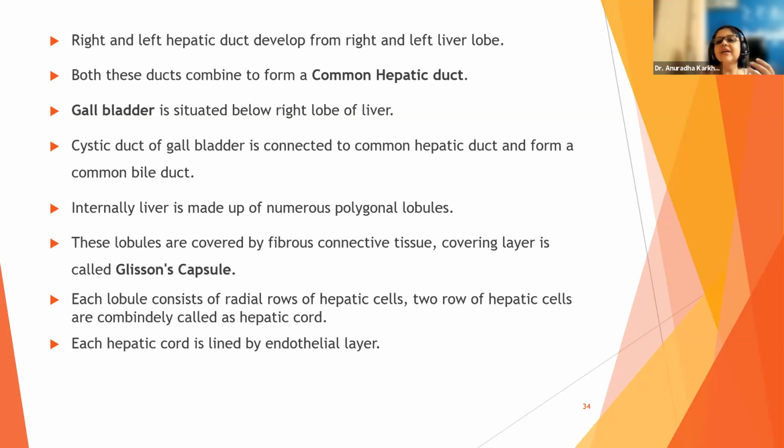So just as the lobule is covered with the Glisson's capsule, the orange's individual unit is also covered with the transparent covering. Then when you open the transparent covering, you see the fleshy hair. Here, when you open the lobule, what are you going to see inside it? You will see radial rows of hepatic cells.